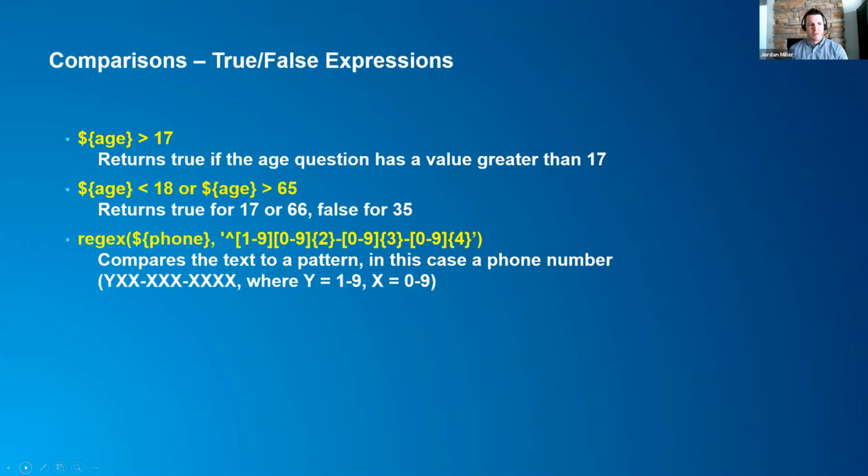Comparisons, true/false type expressions. If you take the variable for age, if it's greater than 17, it will return as an adult, or if it's under 18 or between the age of 18 and 65, it can return a true or false value if they're over or in between. You guys get the gist there.